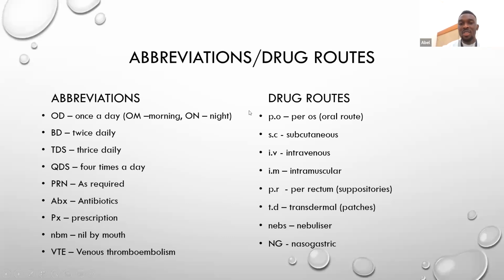The different drug routes that are used: PO is per os, so oral. SC is subcutaneous, IV, intravenous. You probably know most of these things. I'm not just going to bore you reading them all out. Yeah, these are some of the things that you will encounter, some of the abbreviations.